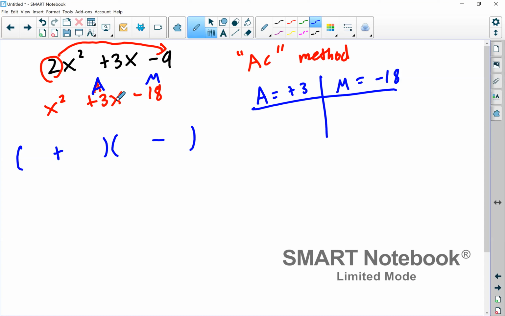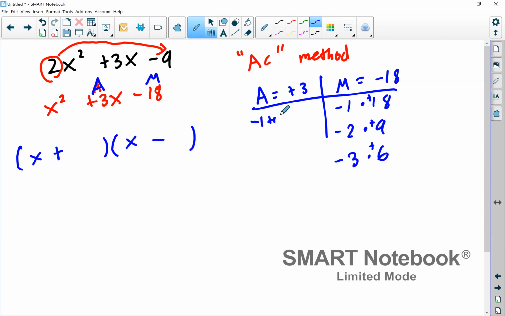Since this is positive, that means this positive is going to have the bigger number. So let's find our factors of 18. 1 times 18, 2 times 9, 3 times 6. The positive has to be the bigger number. So it's positive 18, positive 9, positive 6. And the smaller number is negative, so negative 1, negative 2, negative 3.